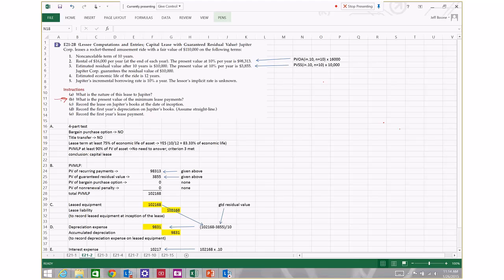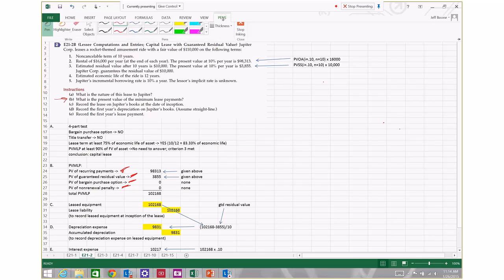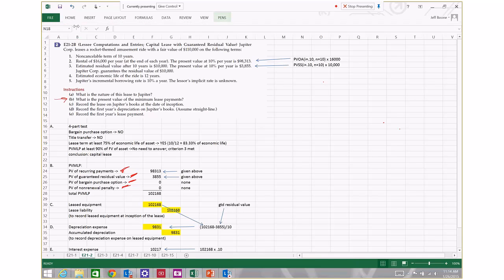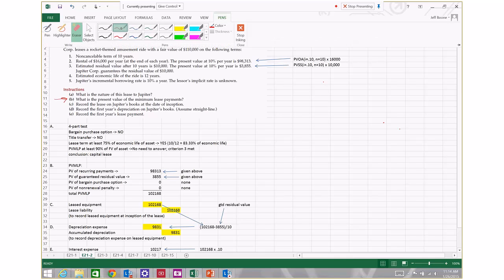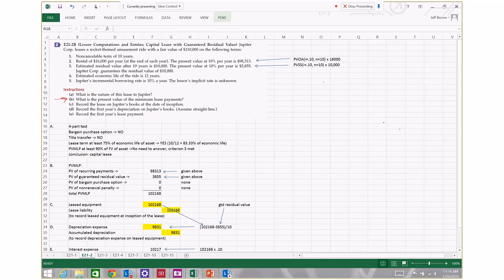Now remember, there's 4 components to minimum lease payments. There is the recurring payment amount. There is any guaranteed residual value. There is any bargain purchase option. And there is any non-renewal penalty that the lessee must pay upon termination of the lease if they don't renew the lease. In this case, we only have 2 of those 4 components. We do in fact have guaranteed residual value, and we do in fact have the recurring rental payments.